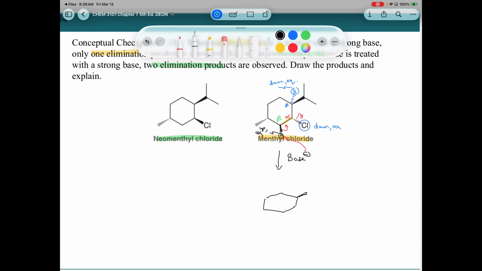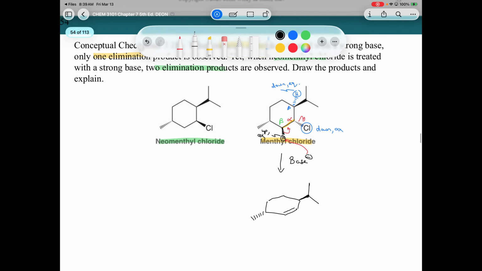So we'll draw the wedge on that. There's an isopropyl group. We've got a nice double bond here. And we have our methyl. Sorry, my writing's a little shaky. But anyhow, are you with me on that one? Cool? All right, you guys ready? Let's try the other one.